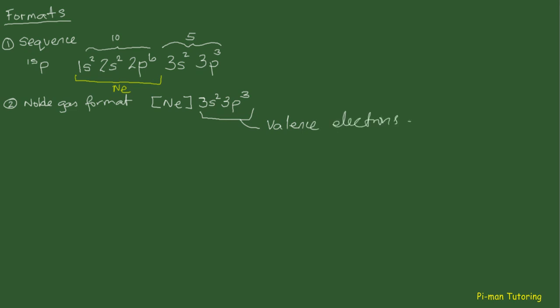Okay, the third format is actually an energy level diagram. And this is perhaps the most useful in terms of showing information. So here we write all the s orbitals in a column, all the p's, all the d's, all in separate columns. And their height on the chart indicates their energy level.